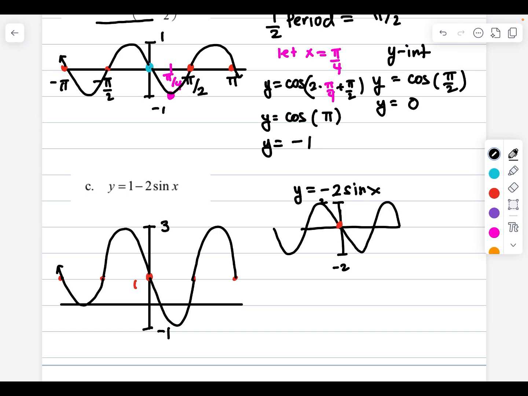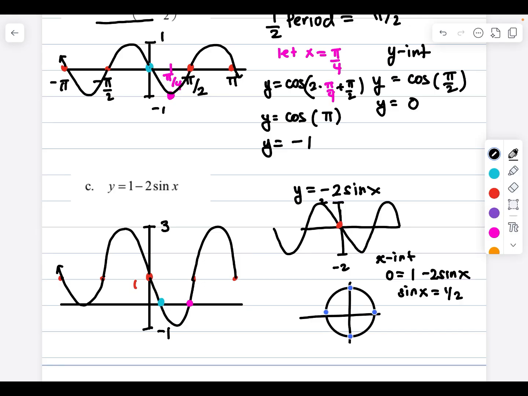All right, so I'm going to make this x-intercept blue, this one pink right here. I'm going to go ahead and find my x-intercepts by plugging in 0 for y. I solve this equation, I'll get sine of x equals 1/2.